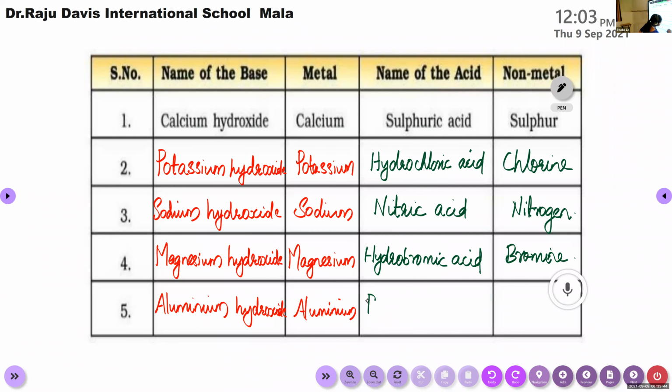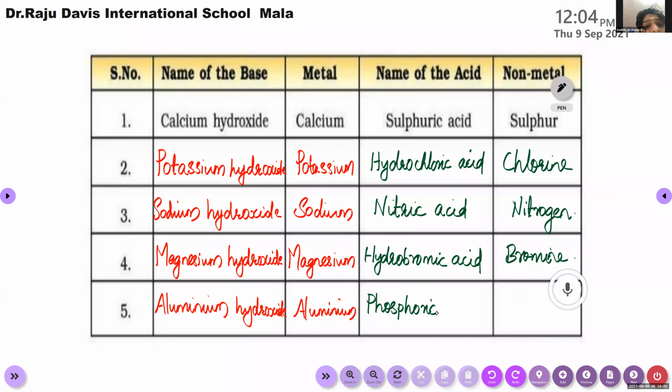Then I will write the name of next one. Ma'am, is bromine like mercury? Not like mercury, but it's also in liquid state. We have learned that mercury is the only metal that exists in liquid state, right? And bromine, ma'am, is the only non-metal that is present in liquid state.